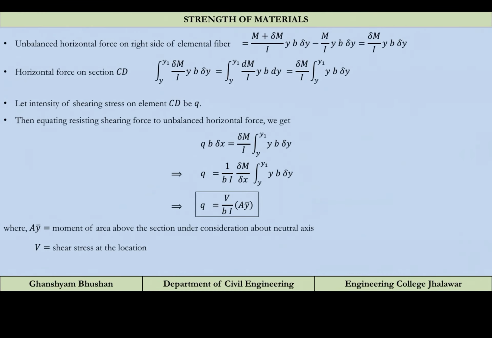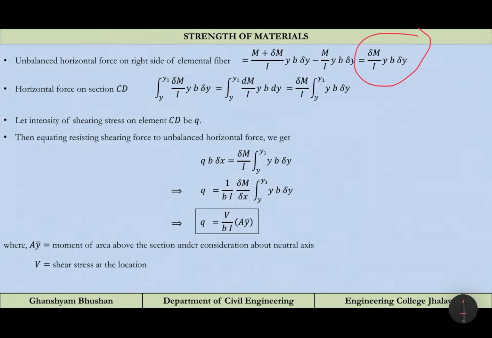That is clear. So what is the unbalanced horizontal force on the right side of the elemental fiber? What is the unbalanced force? We subtract the two, the one towards the right minus the one towards the left. So the net force coming is del M by I into y, b into del y. So the horizontal force is how much? We have to integrate it. This is the force on the elemental area.